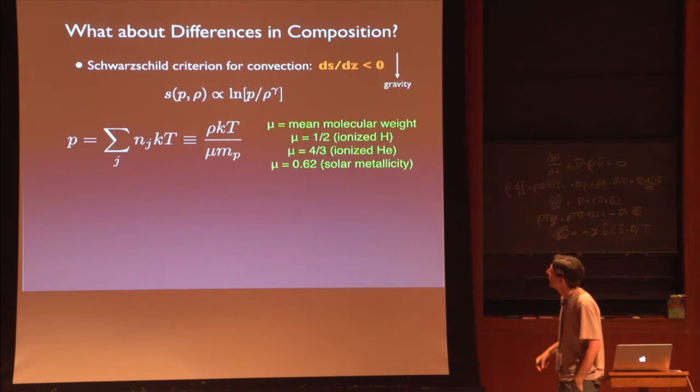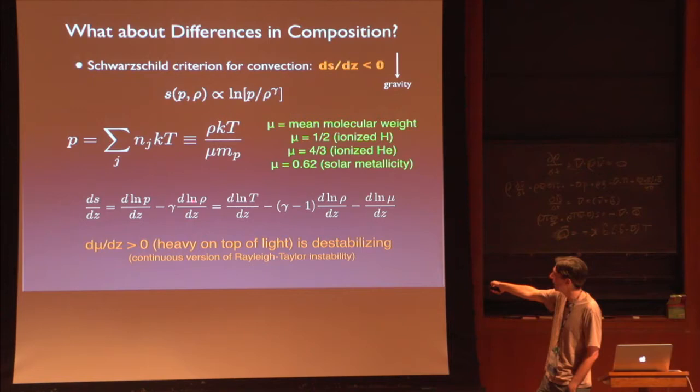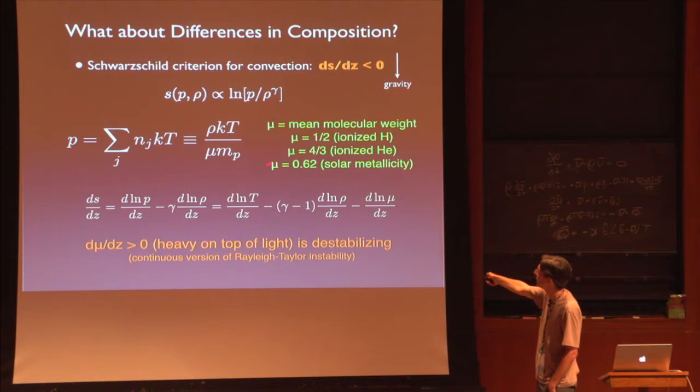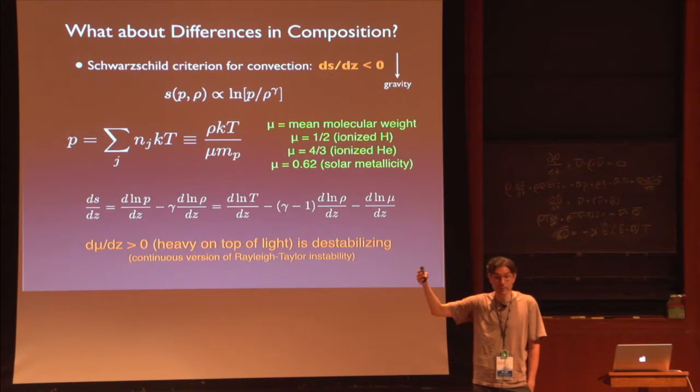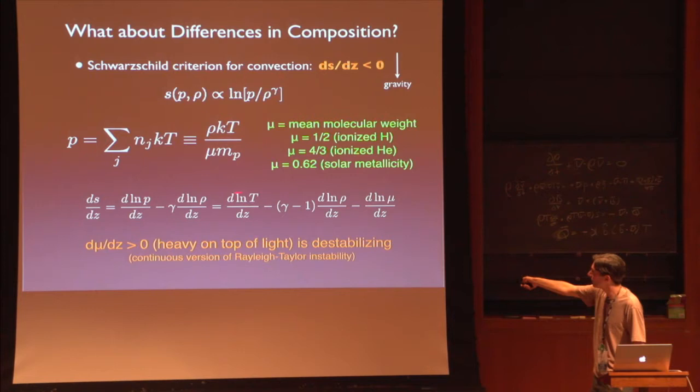So what we can do then is expand out this entropy derivative. ds/dz, if I expand that out, is d log p/dz minus gamma d log rho/dz. But now I'm going to get rid of the pressure in favor of the density and temperature, and I'm going to include the fact that there can be a background composition gradient. I take dp/dz, d rho/dz, dT/dz, and d mu/dz, the composition gradient. So the entropy gradient has a temperature part, a density part, but also a composition part.